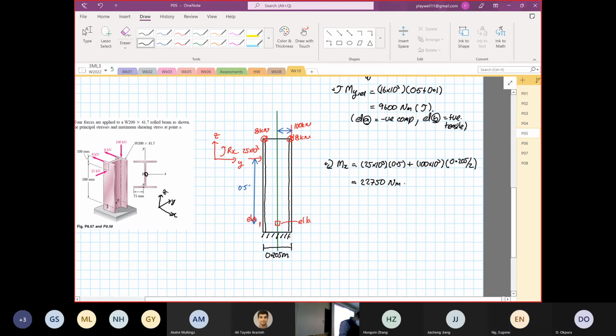Newton meter, and the direction is this way. Let me do it again: 25 to the power 3 times 0.5 plus 100 to the power 3 times 0.205 divided by 2, 22750. So now we know that this is moment about x. We know that this is compression and this is going to be tensile. So when that's the case, element A is going to be positive, in tensile mode. And element B is equal to 0 because it's at the centroid. Yes or no?